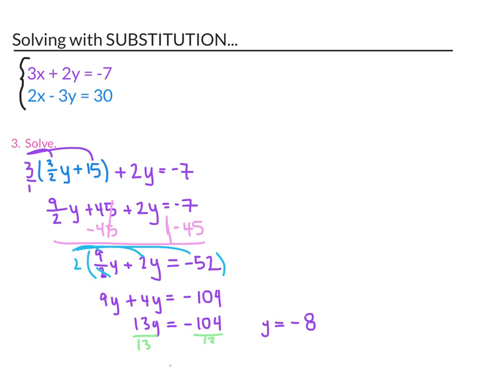Okay, do you have to eliminate the fractions? No. If you don't mind, maybe you put this as 4.5. Maybe you're okay with decimals. I was just trying to do this without a calculator. So collecting like terms, I've got 13y. Divide both sides by 13, and I've got y equals -8.